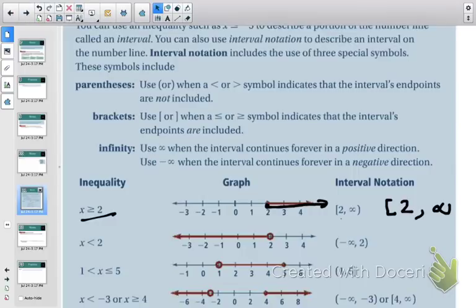And when you do infinities, nothing can ever actually touch infinity, so we always use parentheses with an infinity. This is not an ordered pair, so this is not a point that you're plotting. Don't get confused about that. This is an interval. When you read this, it says it starts at 2, ends at positive infinity, which really never ends, but it approaches positive infinity.